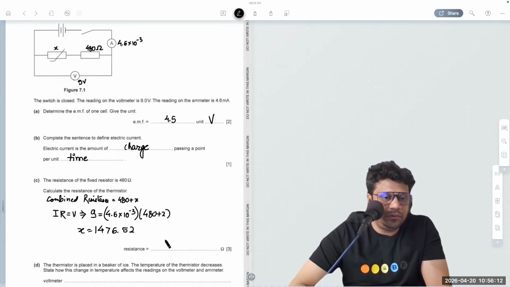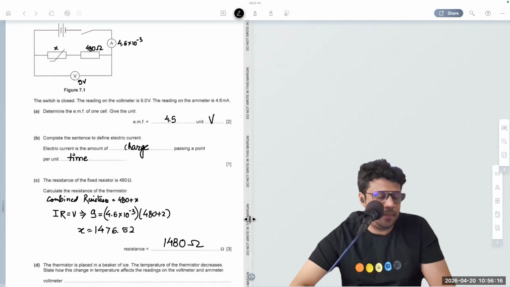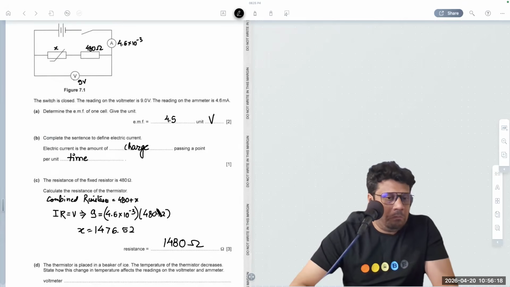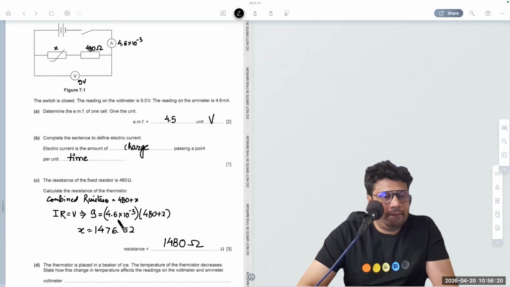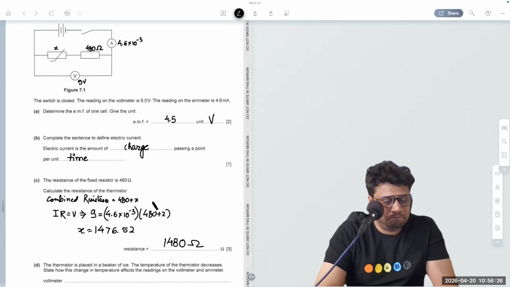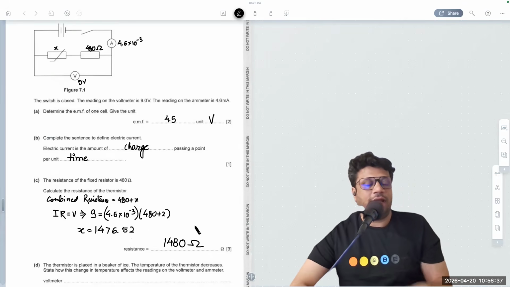1476.52. I can write it as 1480 ohms. Okay. Yeah. 1480 ohms.